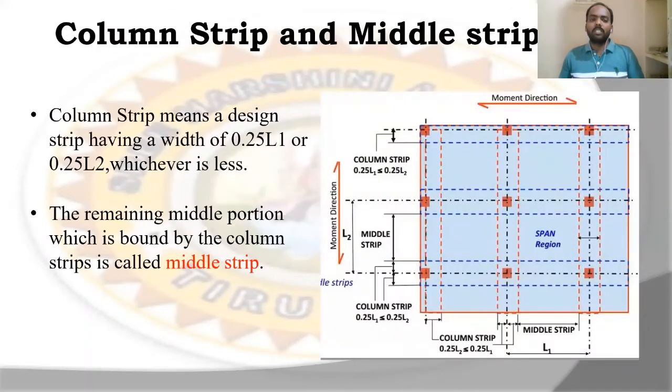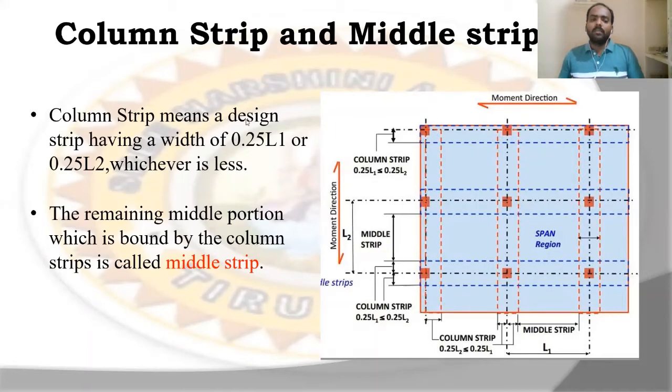Next, column strip and middle strip. Basically, the panel is divided into three parts: column strip, middle strip, and column strip. Okay, so moment distribution అనేది throughout the column strip చేయాలి and middle strip చేయాలి. Okay, no? So column strip means a design strip having a width of 0.25 L1 or 0.25 L2, whichever is less. L1, L2 represent here the shorter span and longer span of the panel.